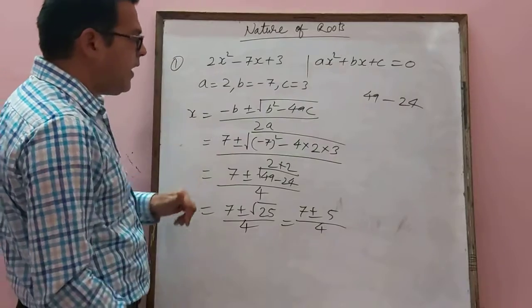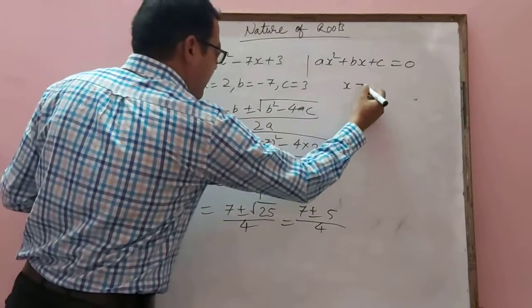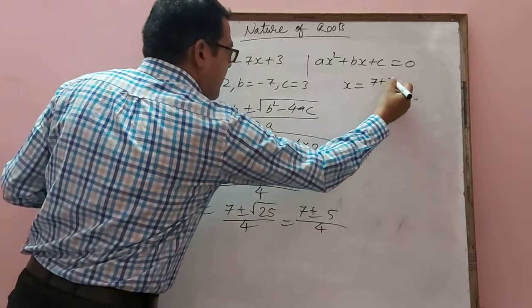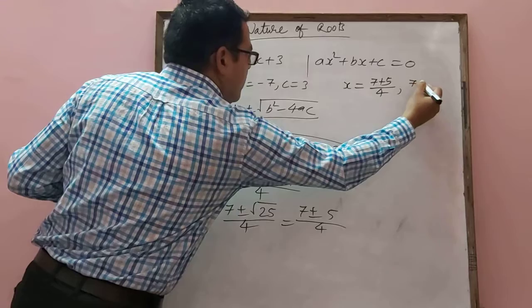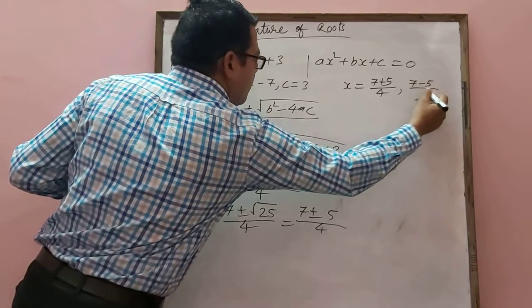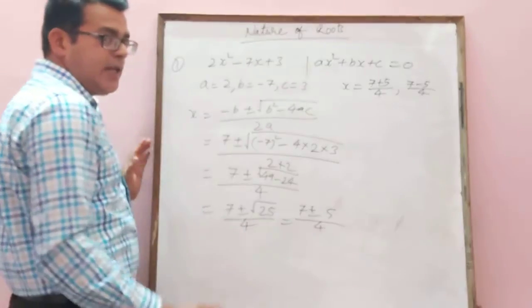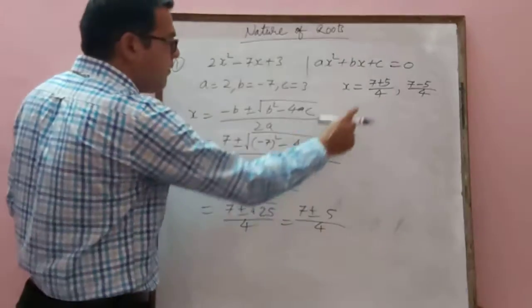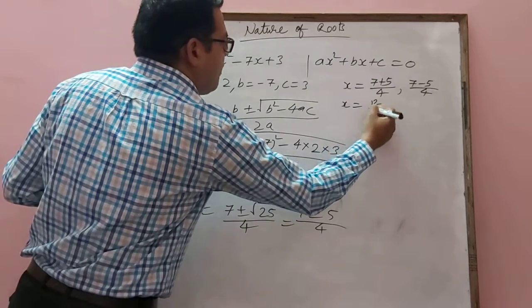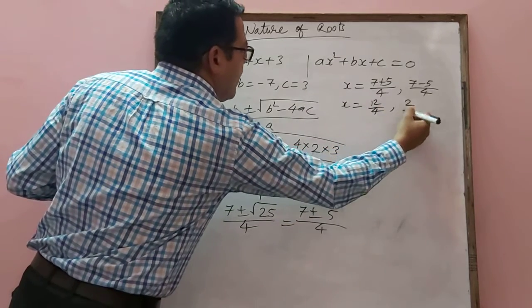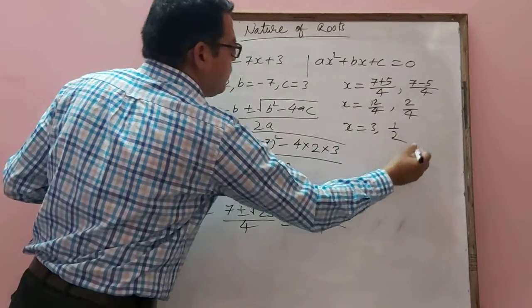Now you can see here there are two values. So for the values of x we can write 7 plus 5 by 4, and here we can write 7 minus 5 by 4. Since 7 plus minus 5 is there, it means we can take the positive value and we can take the negative value also. So x equals here 12 by 4 and here 2 by 4. So here x equals 3 and here 1 by 2.